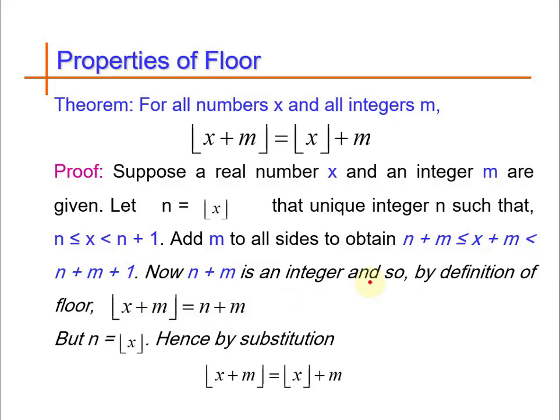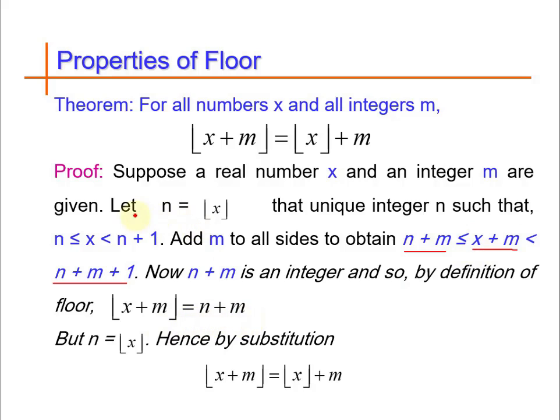We see that this n plus m is now an integer, and this integer is 1 greater than that n plus m. So these are two consecutive integers, and the value in this inequality, x plus m, lies between these two integers. So if we take the floor of this x plus m, we get this number n plus m by the definition of floor function. So taking the floor of the whole value x plus m, we get n plus m.